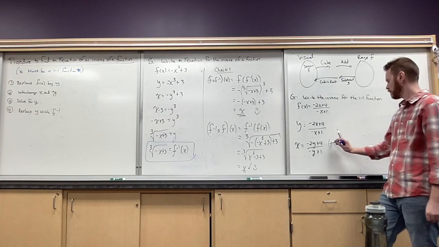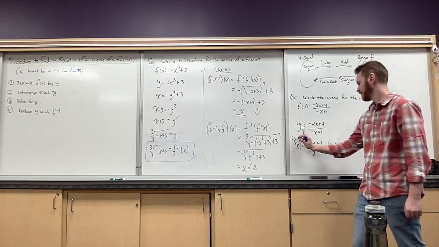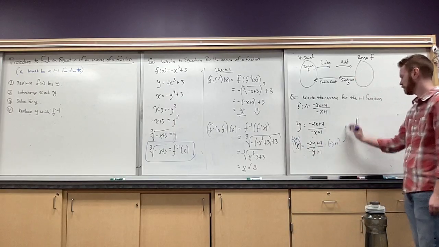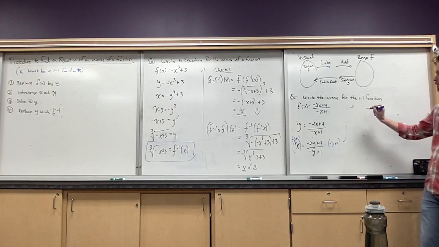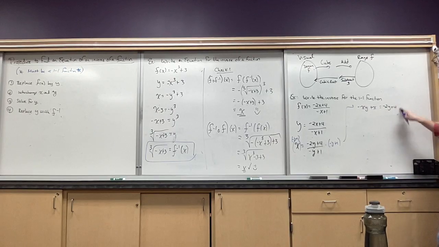So I'm going to go ahead and multiply both sides by negative y plus 1. Kind of out of space there, so I'm going to move it up here. So multiplying, we get negative xy plus x on that side. On the other side, those cancel. I get negative 2y plus 4.